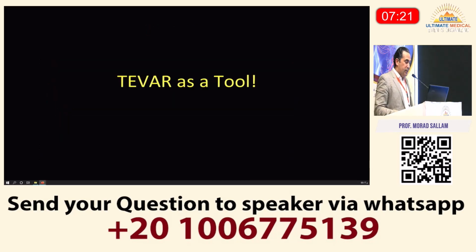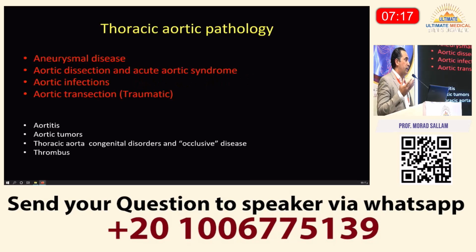First of all, TEVAR, or thoracic stent graft, is a tool, actually, that we use in multiple pathologies. It has been designed primarily to treat aneurysmal disease. And all of the IFU has been initially designed for aneurysmal disease rather than anything else, and been tested for that with very few exceptions of certain devices.